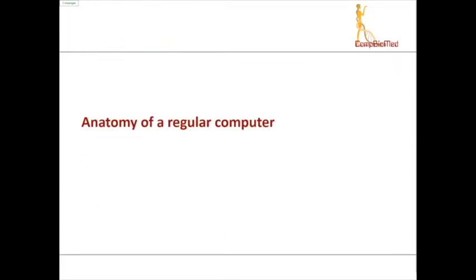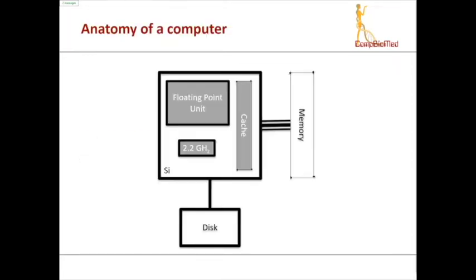So the anatomy of a regular computer, what does that look like? You can see the large box there, there's a floating point unit that does the number crunching or the mathematics, and that runs at a speed of 2.2 gigahertz. And then to the right, there's a memory bank, and everything that needs to be computed on is pulled from the memory into the cache. And then this large box has access to a disk. So this is for I/O, for file storage, that kind of thing.